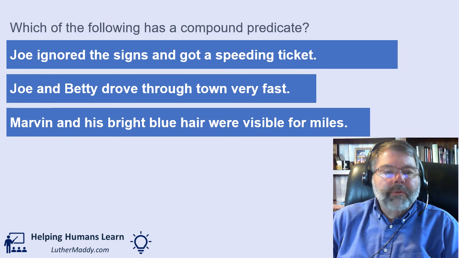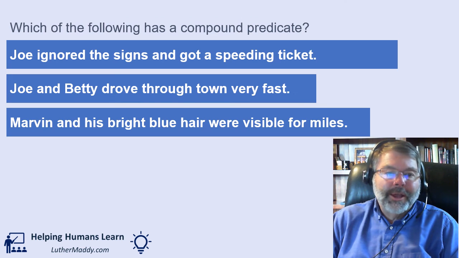All right, let's do a quick review and see if we were paying attention here. Which of the following is an example of a sentence with a compound predicate? Number one, Joe ignored the signs and got a speeding ticket. Number two, Joe and Betty drove through the town very fast. Number three, Marvin and his bright blue hair were visible for miles. Well, think about it here. Which one do you think it is? We'll show you the next slide.